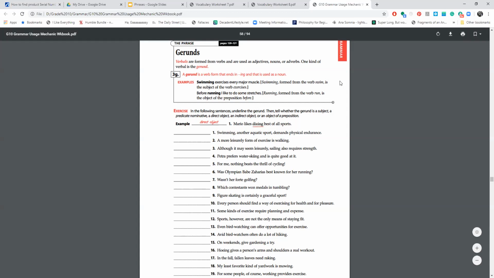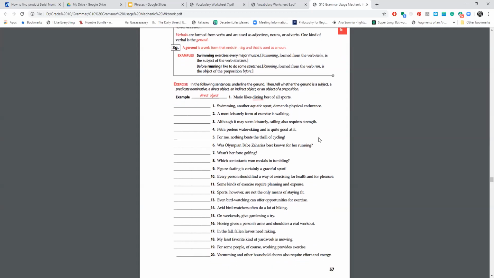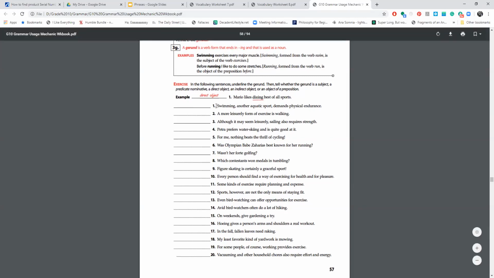Verbals are formed from verbs and are used as adjectives, nouns, or adverbs. One kind of verbal is the gerund. A gerund is a verb form that ends in ing and that is used as a noun. If you read the exercise here, in the following sentences, it just wants you to underline the gerund and tell whether the gerund is a subject, a predicate nominative, a direct object, an indirect object, or an object of a preposition. So go through and find the gerund.